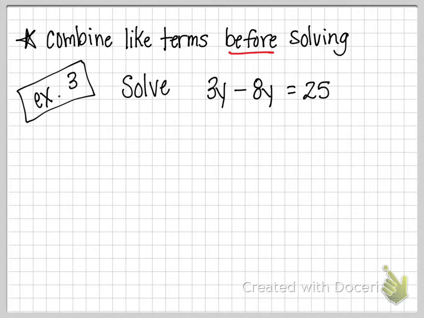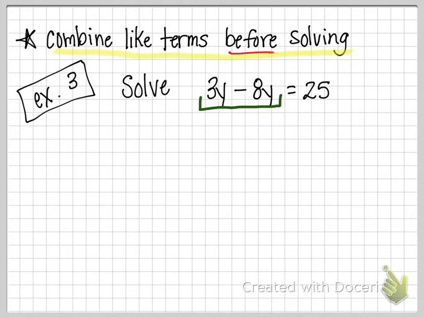Okay, for example, solve 3y minus 8y equals 25. So according to our instructions, we need to combine like terms before solving. So in this case, we have two like terms that we need to combine before we can start to solve. If we don't combine the like terms, we are going to likely make a mistake in our work, and it's going to be a lot harder. So you've got to combine the like terms before you start to solve.